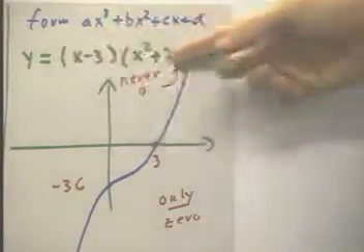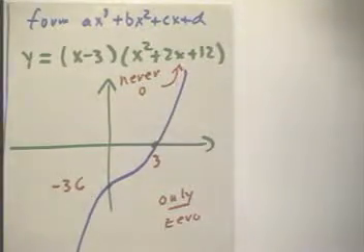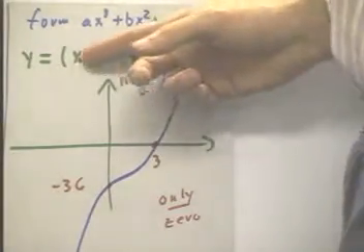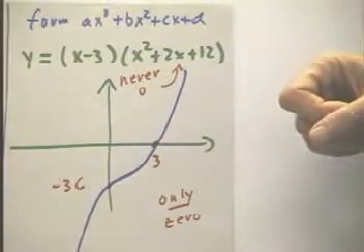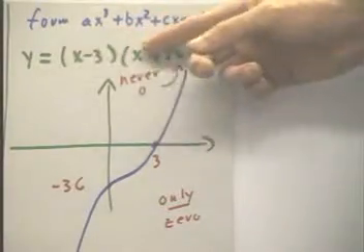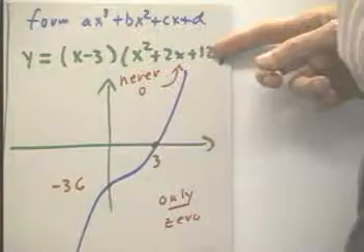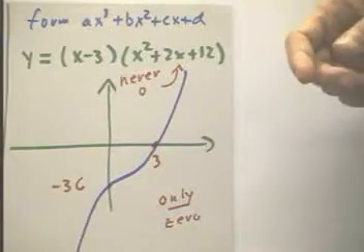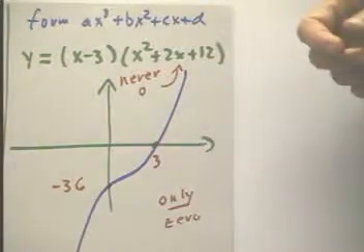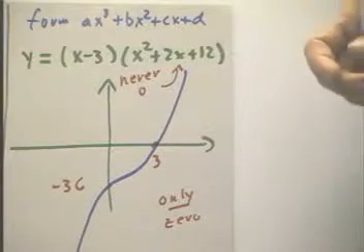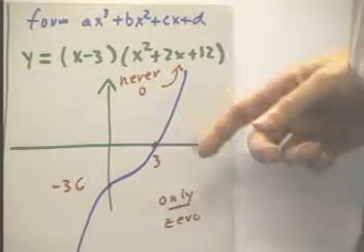In any case, if we want to graph this, it's really fairly easy. There's only one 0. That happens when x equals 3, so we plot that. We plug in x equals 0 to get the y-intercept. Negative 3 times 12 is negative 36. So we have the y-intercept down here. And again, 3 is the only 0.